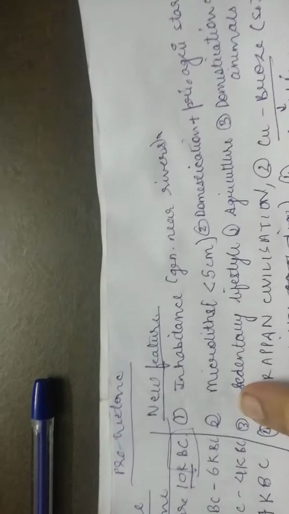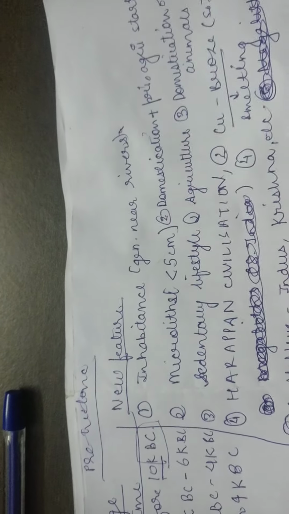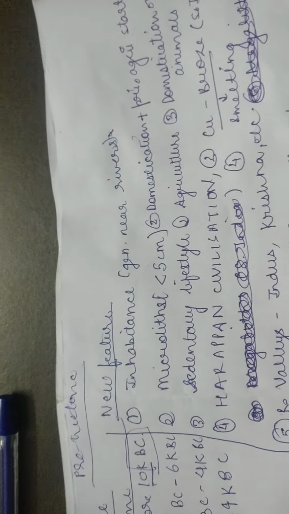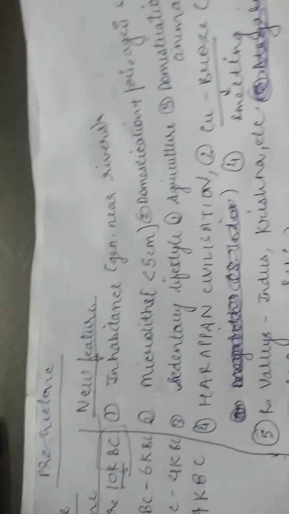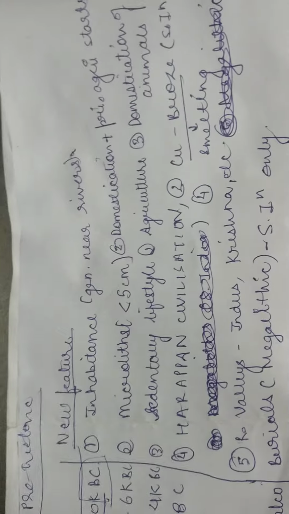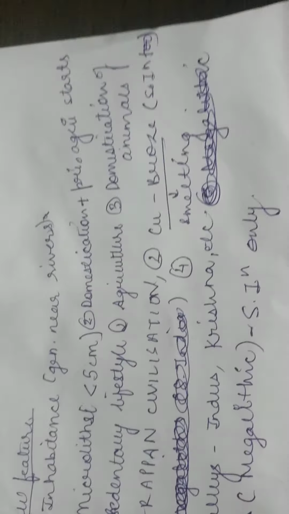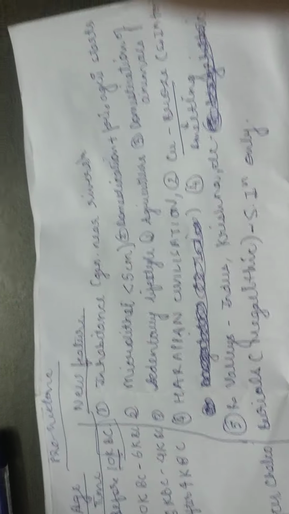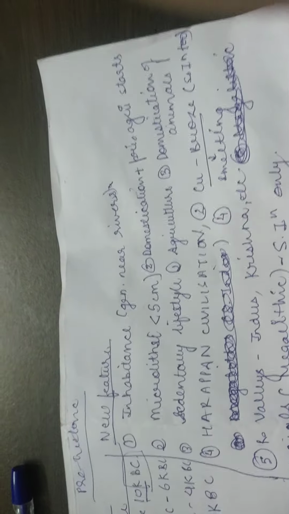Then what is the important feature? Let me tell you, only the important features are mentioned in this page. It's not as if the entire chapter is. So the first one is microliths. These were tools less than 5 cm which were very sharp. They were found from this period and were an invention of this period.